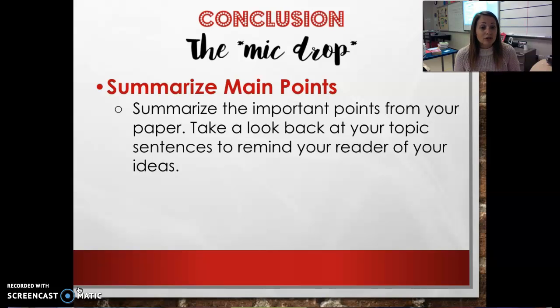Then you're going to summarize your main points. So go back and look at your topic sentences and remind your readers of what your 3 or 4 or 5 or 6 or however many main points you have. Remind your readers of what those main points are.